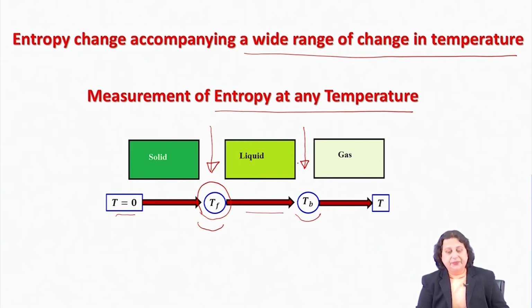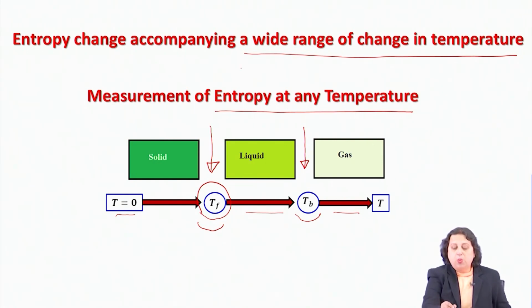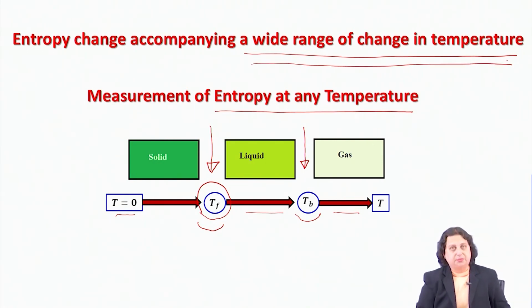So here again, I have another instance of heating at constant pressure giving a phase change, whereby during the phase change, the temperature will also remain constant. And if I heat the system further, what I have is the heating of the gas at constant pressure. Therefore, this is what I mean by change in entropy accompanying a wide range of change in temperature.